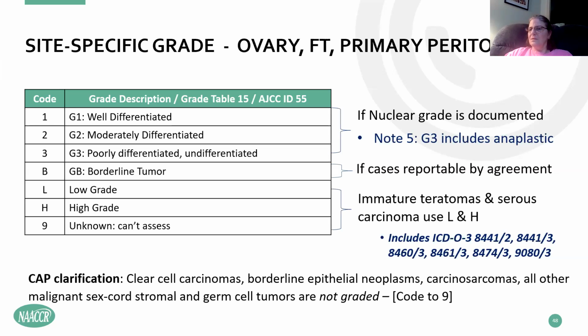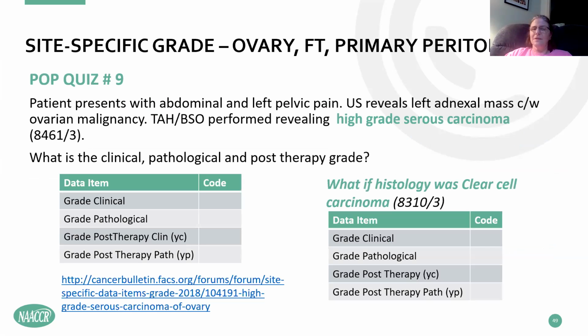Let's see. So we'll go through this pop quiz. So patient presents with abdominal left pelvic pain. The TAH-BSO performed revealing a high-grade serous carcinoma 8461/3. So your clinical would be 9 because we have no information on the clinical workup. Your grade pathological would be H because by definition, high-grade serous carcinoma is an H, so you would assign H.